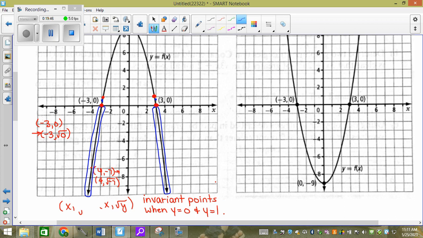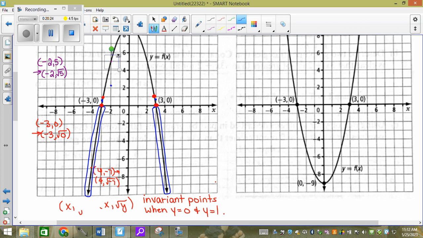Now, could I sketch every other point on there? Sure. This one's at -2 and 5. What's it going to become? Negative 2 and 2.2 something, because it's root 5, right? So now I'm going to redraw that one. Negative 2 and 2.23. So somewhere like here.